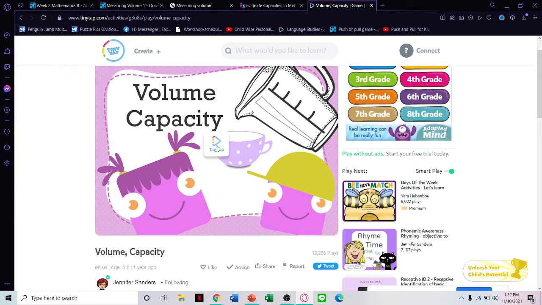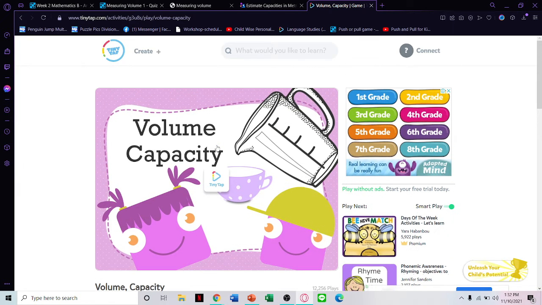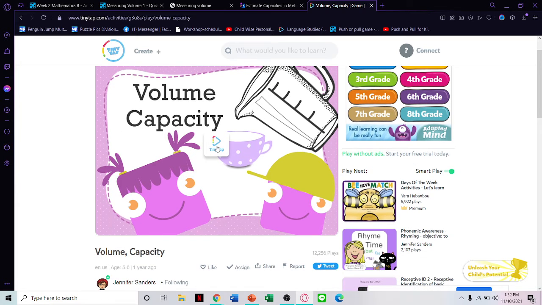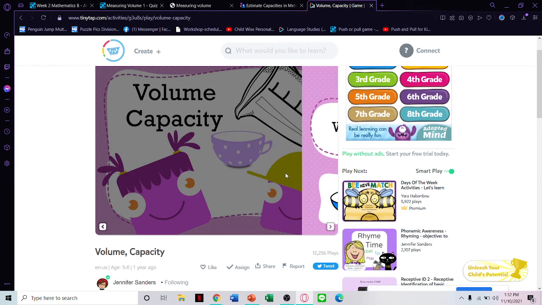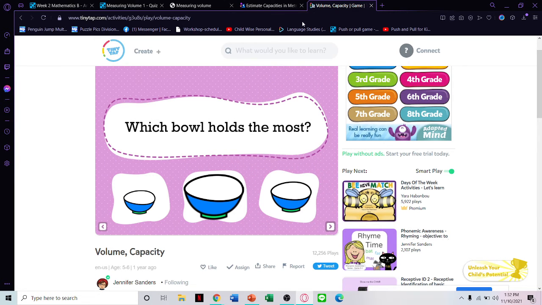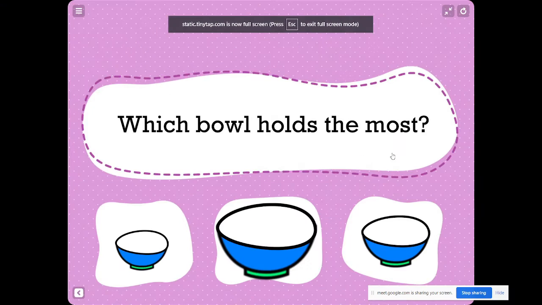Okay. Now we have here a game about containers, about capacity, volume and capacity. Now, containers are things where we put other things, like for example, a liquid or a solid to hold them. So, capacity. Which bowl holds the most? Is it A, B, or C?